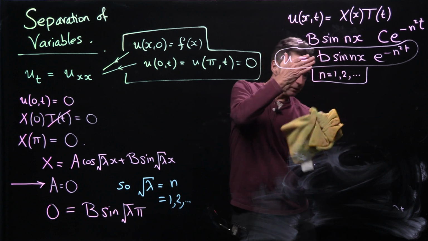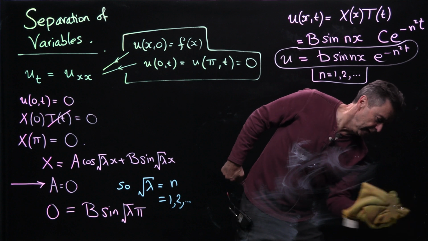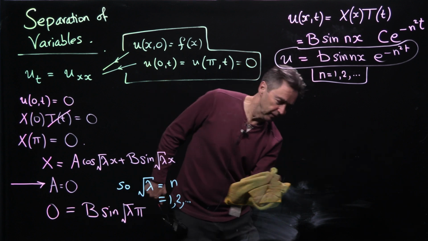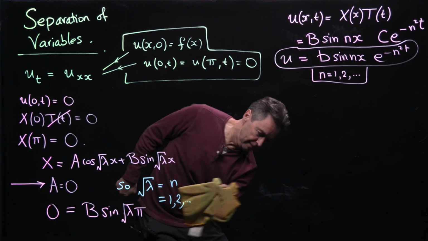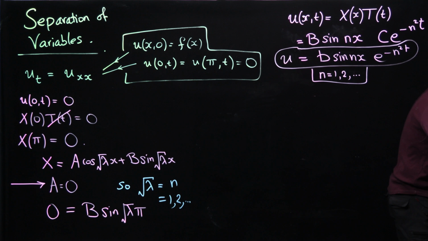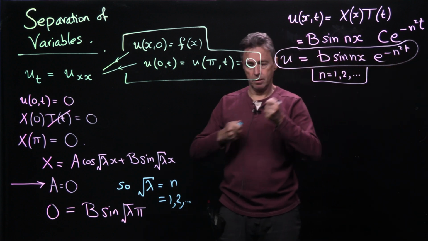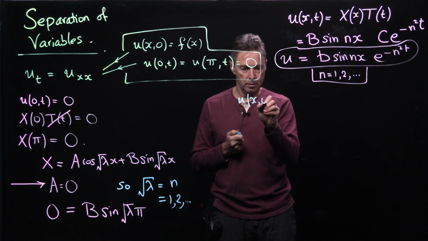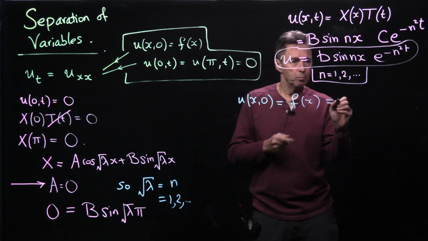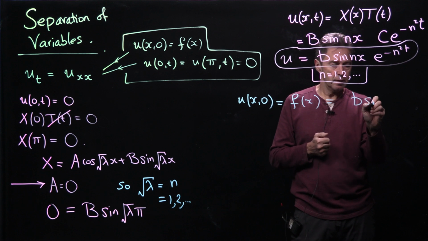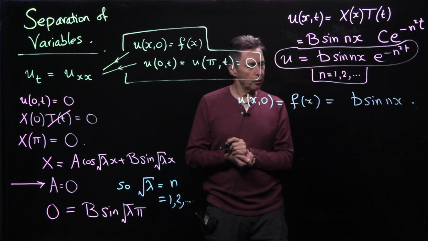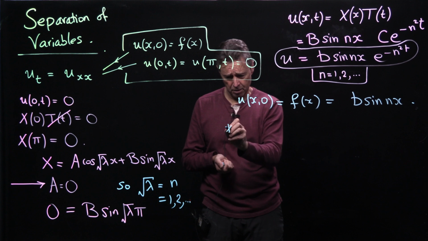So I've got my solution, and the last thing to do is to make sure I can then satisfy the final condition. Well, I have to put t equal to 0. So u of x and 0 is f of x from here. But from here, it's b sine nx. Well, at this point, there's really two possibilities.